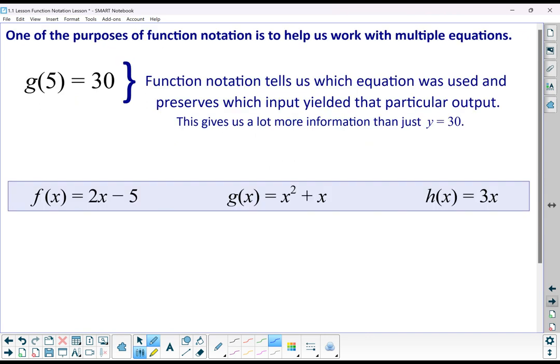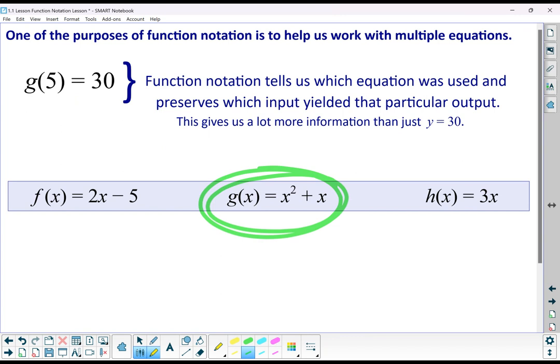One of the purposes of function notation is just to help us when we're working with multiple equations. If I know that g of 5 is 30, that tells me that I used this equation. It tells me that the input value is 5 and that the output value is 30. So it gives us a lot more information than just saying y is equal to 30. Now I have three functions here: f that we saw a couple of slides ago, function g that we just used, and a third function, function h, that is 3 times x.